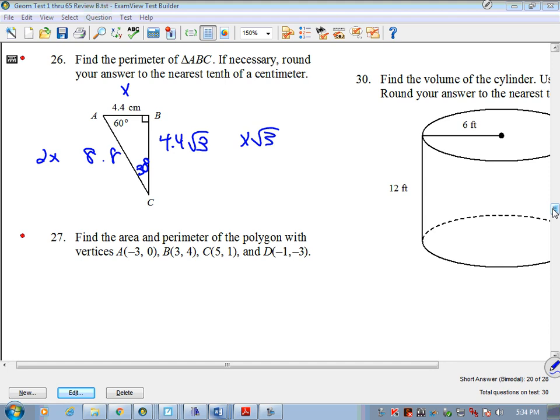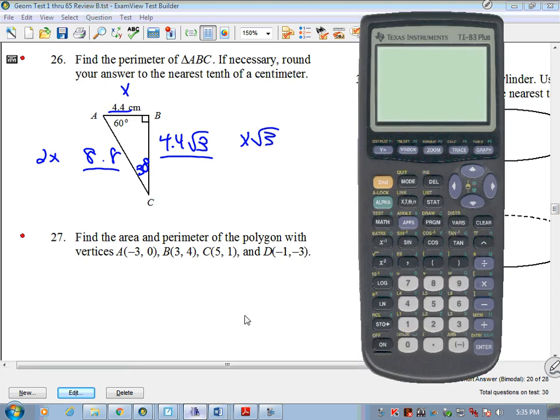Those are my ratios on my 30, 60, 90. So what I'm doing is I'm taking 4.4 plus 8.8 plus 4.4 radical 3 to get my perimeter. So I'm going to show adding those things together, not just on my calculator, but on my paper: 4.4 plus 8.8 plus 4.4 square root of 3. Okay, and I'm going to get 20.8 rounded to the nearest tenth of a centimeter, so 20.8 should be my answer there, and it is 20.8 centimeters.